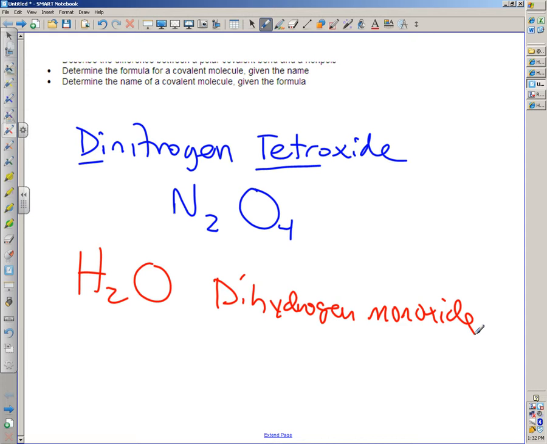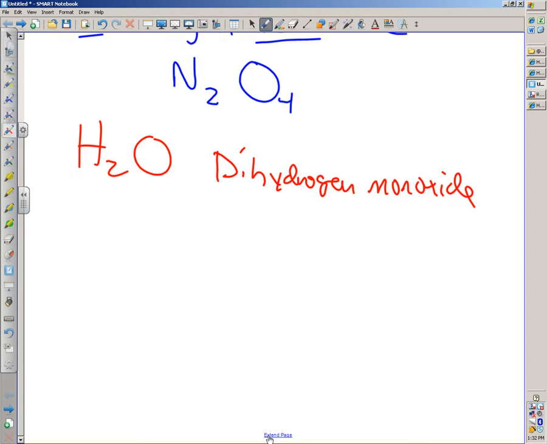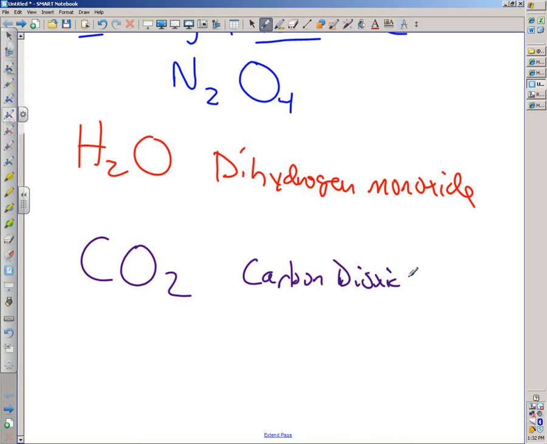If it's the first element and it's just 1, you don't have to put the mono. Exactly. So if we have something like this, CO2, this isn't monocarbon dioxide. If the first element only has 1 of those, you just drop the mono, so this is just carbon dioxide. Good there? Questions on this one?